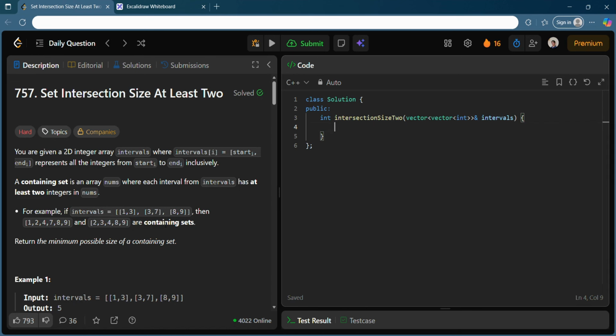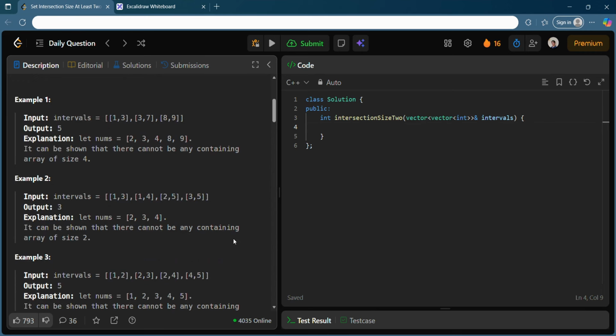Okay, so what they want to say is that the containing set of this whole interval array should have at least 2 elements from every interval. So if you try to see, 1 and 2 are the 2 elements in this interval, 4 and 7 are the 2 elements from this interval, and 8 and 9 are the 2 elements in this interval. Okay, so this is a containing set. This is also a containing set, as 2 and 3, but you see the size of both of them are different. So you want to return the minimum possible size of a containing set. That is what the question wants.